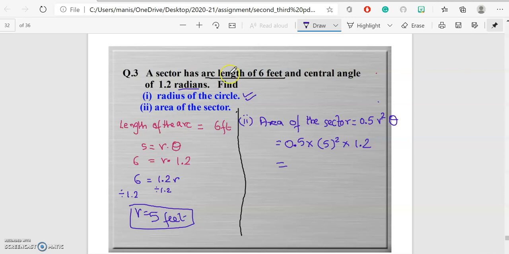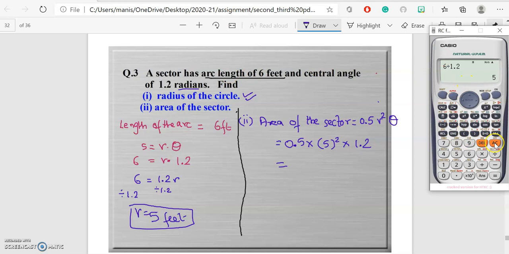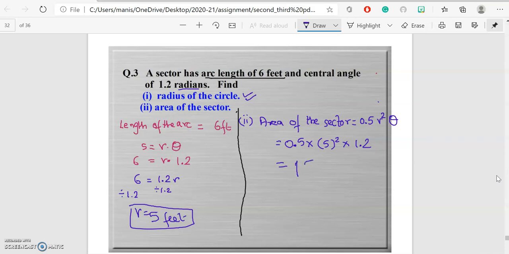If it was in degrees, then I have to change something. So I will type all of my values in the calculator to get my answer. So it's my 0.5 times 5 square, which is 25. So I will write 25 over here. Okay, not division sign. This is a multiplication sign over here. Multiplied by 1.2. So my answer for this is 15. Now keep in mind, since you are finding area, your unit should be square. So 15 feet square, this is your answer. How did I get feet? Look over here, I have been given this unit as feet.